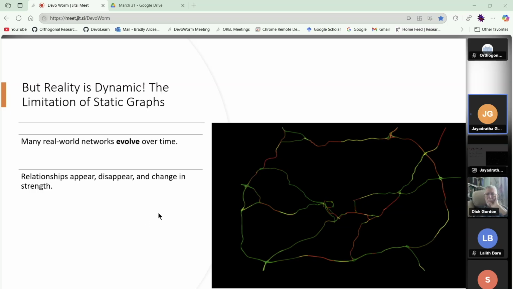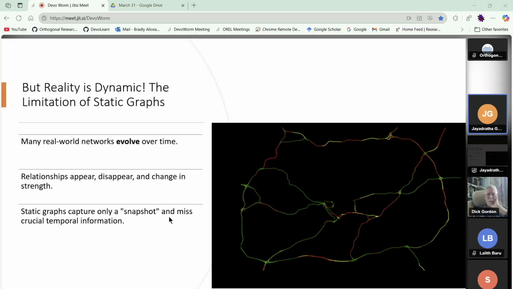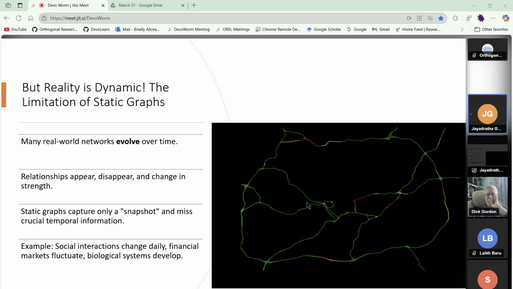Here relationships might appear, disappear, or their strength might change. What we can do is capture only snapshots of the graph at some times. But if we just take a snapshot and use GNNs or some other kind of neural network, the problem is that we can miss the intermediate, crucial temporal information. Examples are social interaction, financial market fluctuation, or biological system development. Here it is changing all the time. It can be daily, hourly, or in every moment.